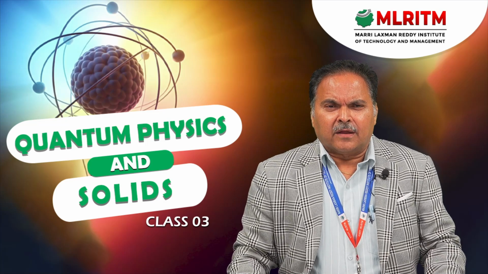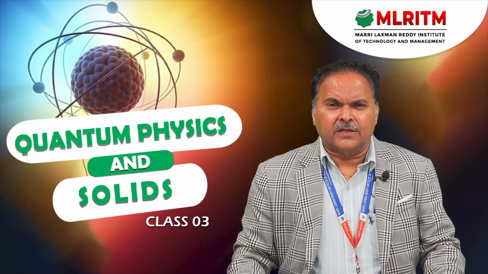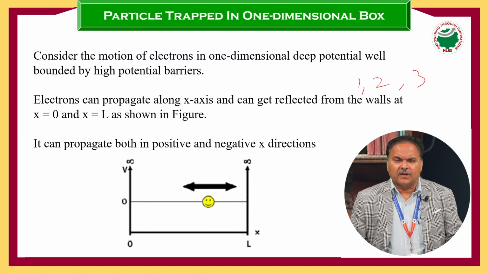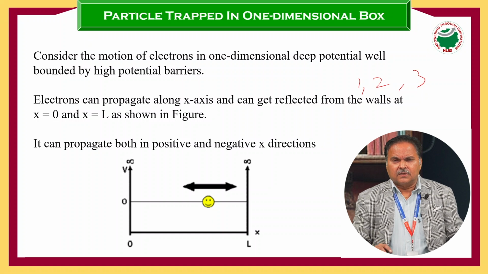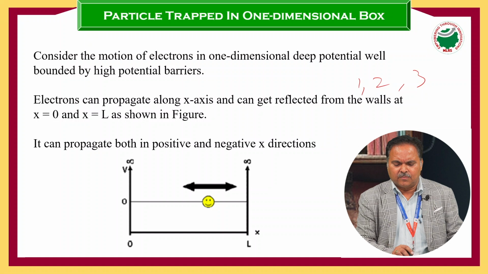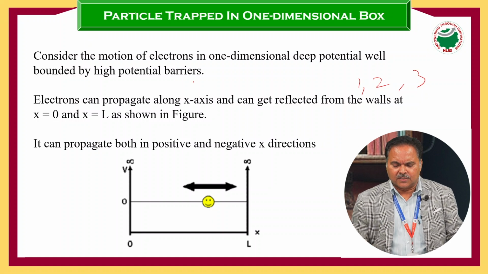Today, I am going to explain about the Schrodinger wave equation application, that is, a particle in a one-dimensional box. How does the particle behave inside the infinite wall potential box? The box length will be very small. The electron is moving in a one-dimensional potential box, which we call a deep potential well. It's like a well, which means outside there are very strong boundaries. These boundaries are nothing but high potential barriers.